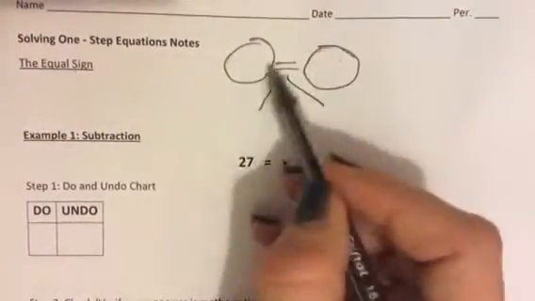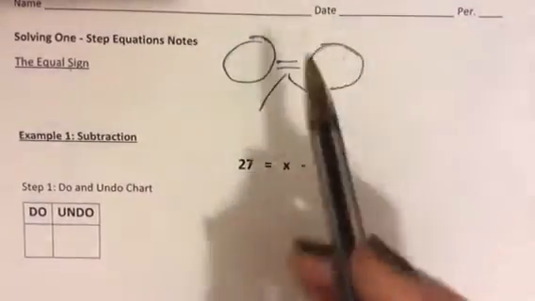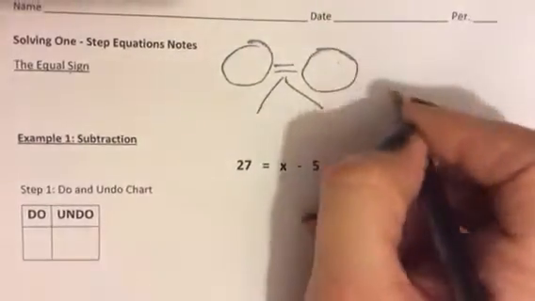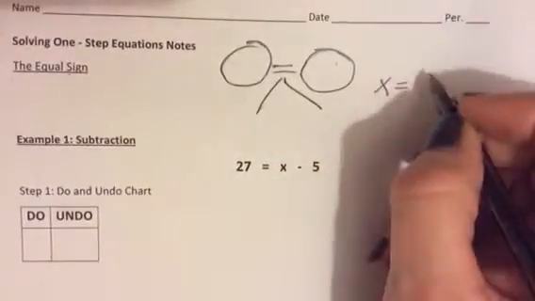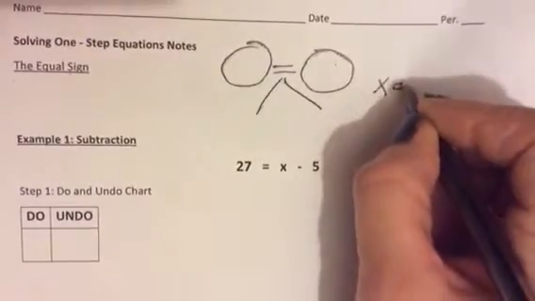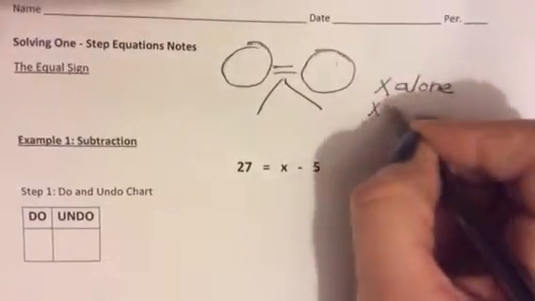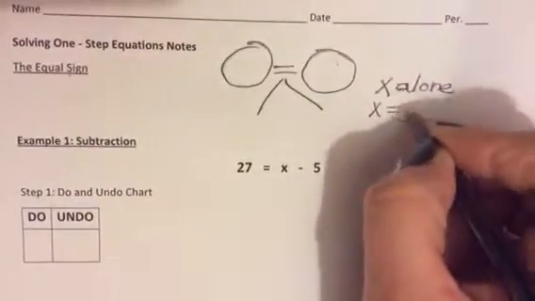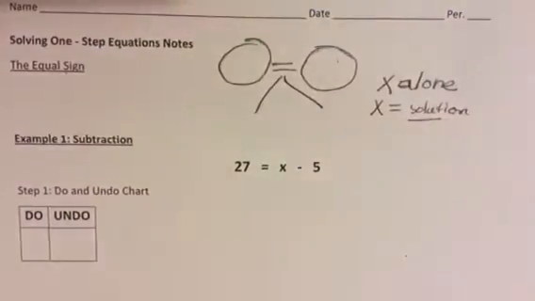So as long as they stay balanced, we can manipulate the equation so that we can get x alone. So the whole object is to get x alone on one side. And if we can, then we'll know what x is equal to. And x will be equal to our solution once we get it alone. So that's why we say we solve.